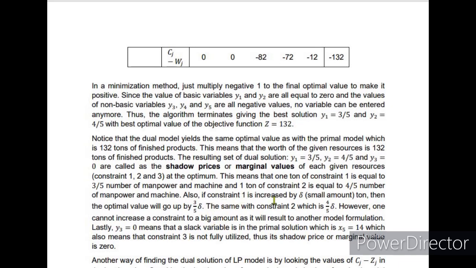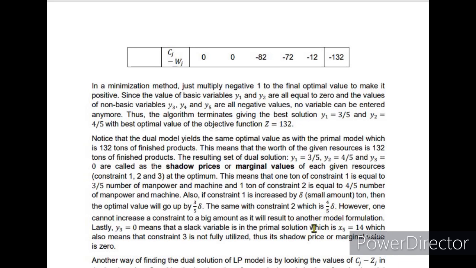Also, if constraint 1 is increased by delta, or a small amount of ton, then the optimal value will go up by 3/5 delta. Meaning, how much you add, or how much is that small amount you add in constraint 1, will increase the optimal value by 3/5 times the amount you increase. Okay, do you get it? The same with constraint 2, which is 4/5 times delta.